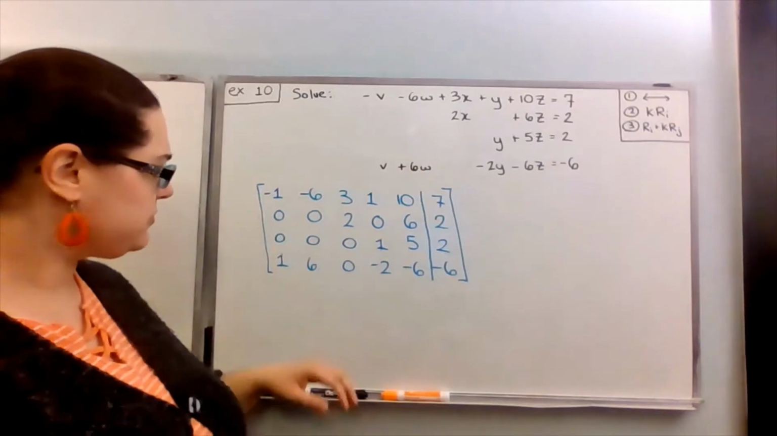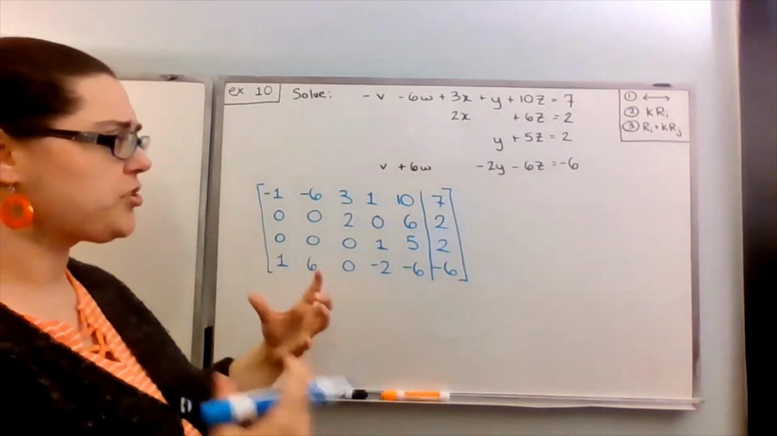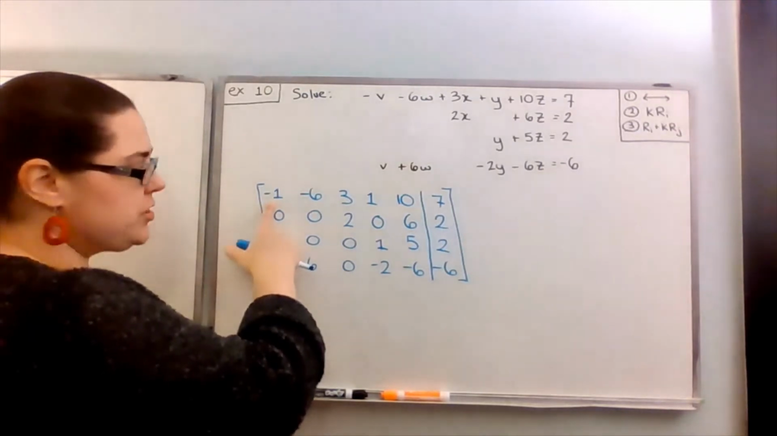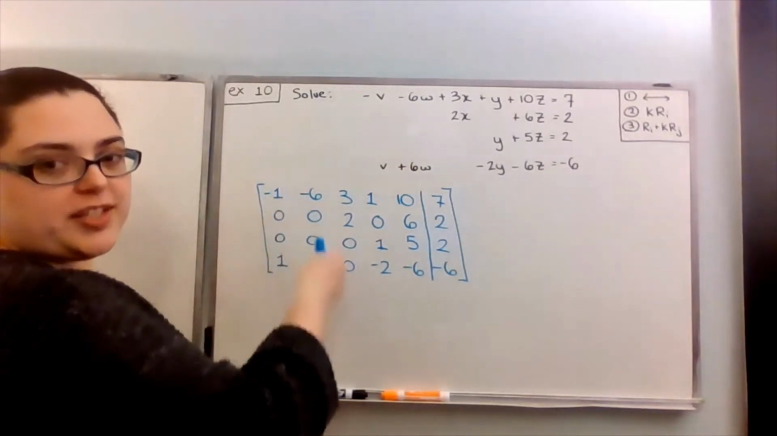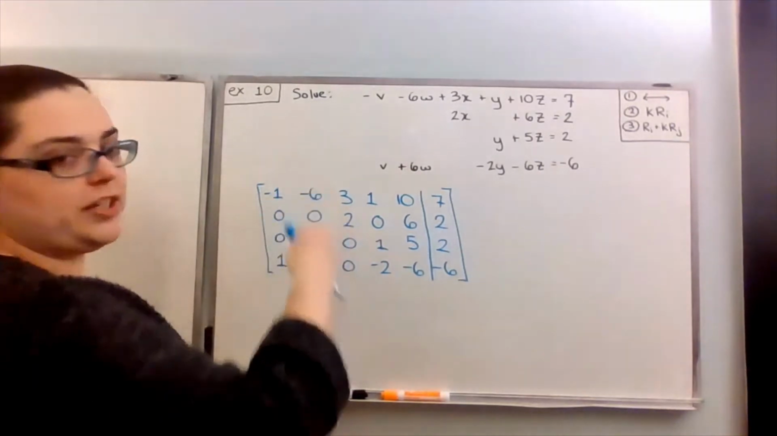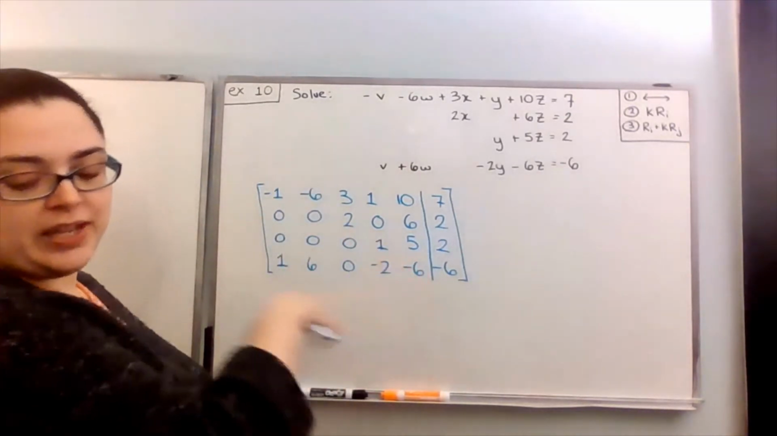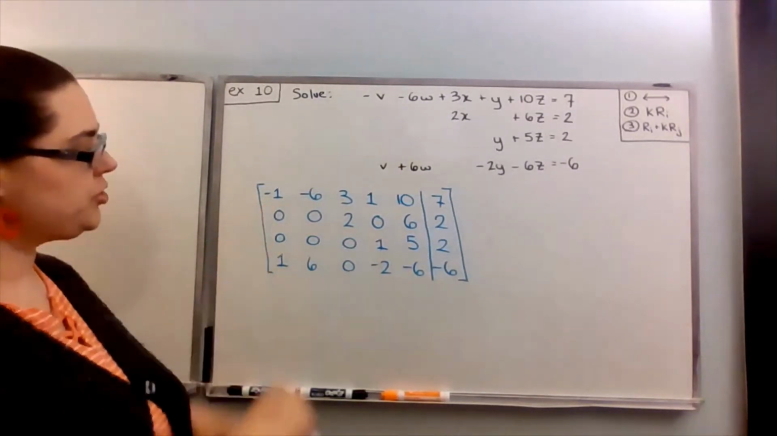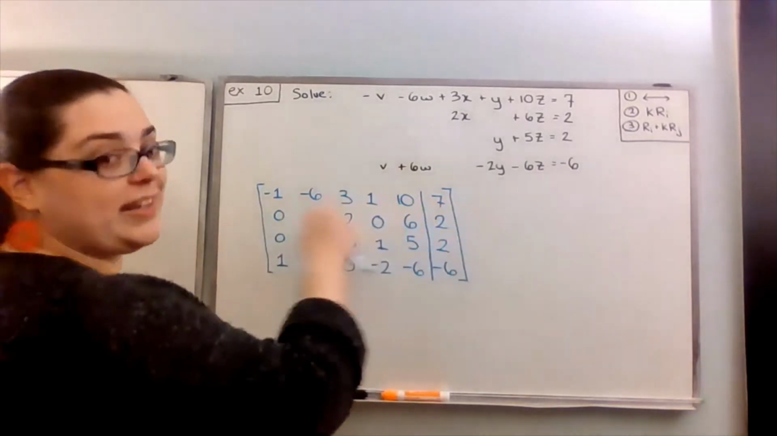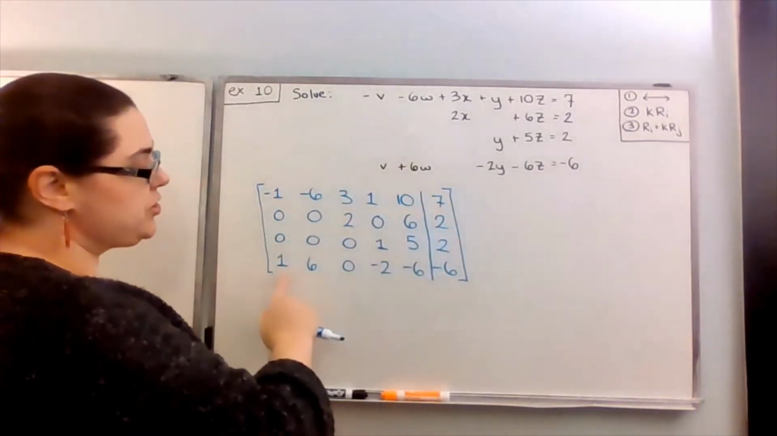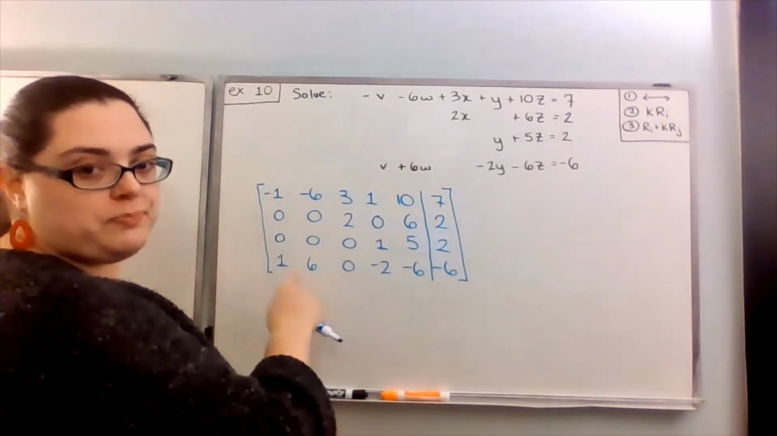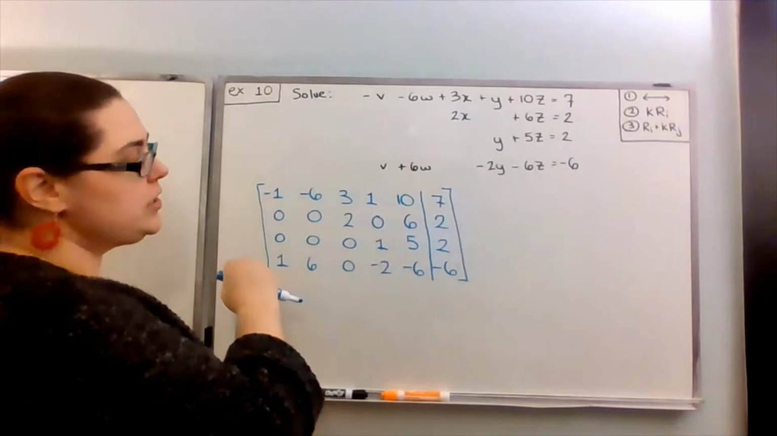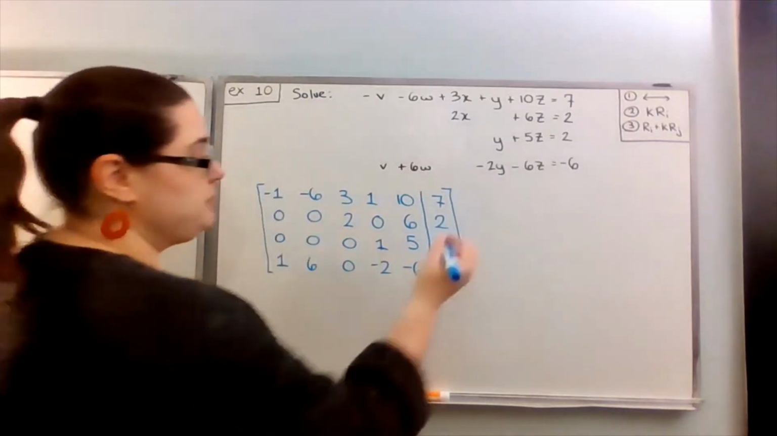To begin, remember our strategy is to get a 1 up in the top left corner first, get zeros underneath it, and then move over to the next column and the next row and try and achieve the same or similar thing. In this case, we have 2 ways that we could get a positive 1 up here. We could choose to multiply this first row by a -1, or we can choose to switch the first and the fourth rows. That's the method I'm going to do. I'm going to switch the first and the fourth rows. So let's go ahead and do that.